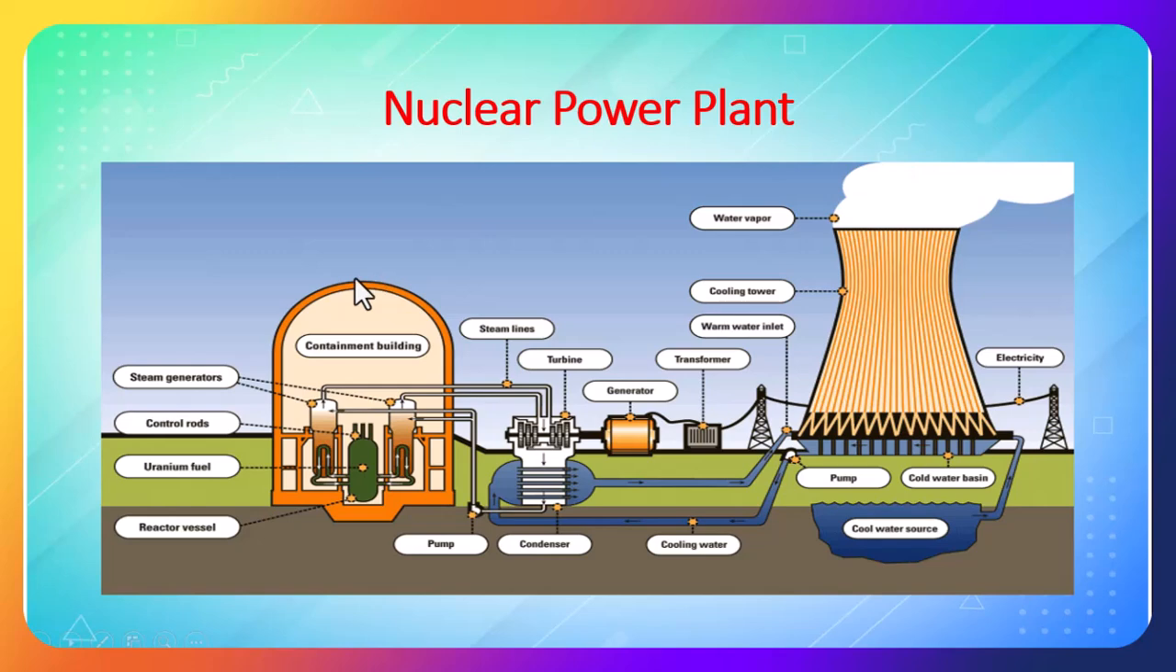This is your nuclear reactor. Outside the nuclear reactor you have a turbine. The turbine is directly connected to the generator. Generator output is usually high current, low voltage, but when you go for transmission, what we will do is step up. We will increase the voltage and reduce the current. Then you will have an electricity transmission line.